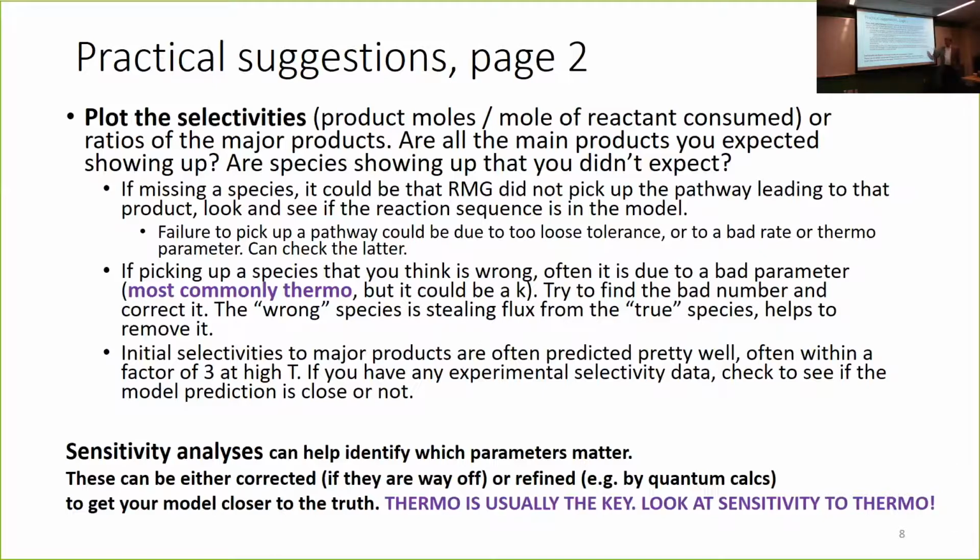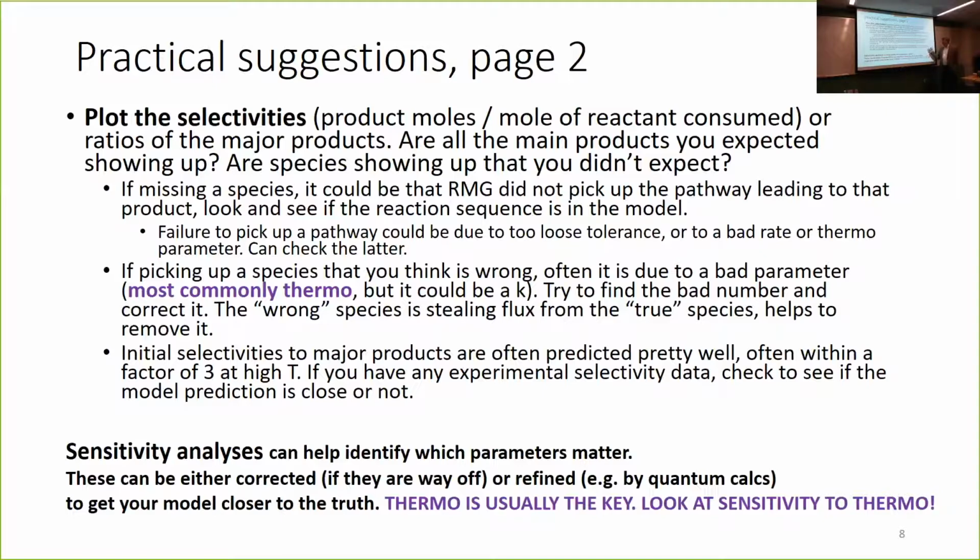If you can't figure out why your selectivities are wrong, it's extremely helpful to do sensitivity analysis for those species and see what parameters matter, and then systematically go through the top 10 parameters for each one of them and see where the numbers are coming from. Very commonly you'll find a rate coefficient that says average of average, or something like that. That's RMG's secret code speak that means this is nonsense, don't believe this number.